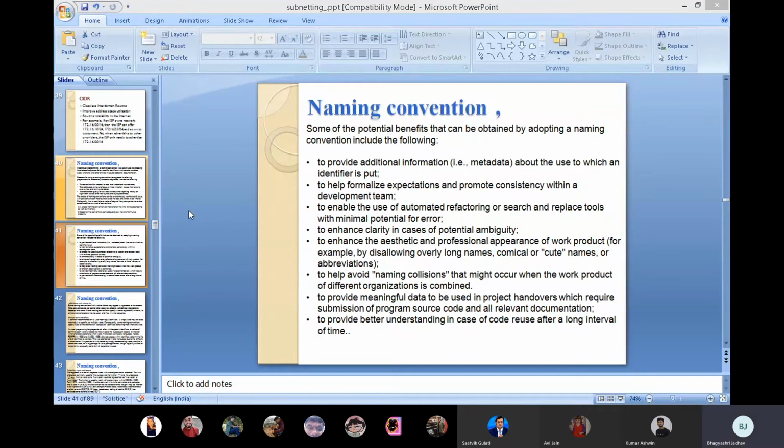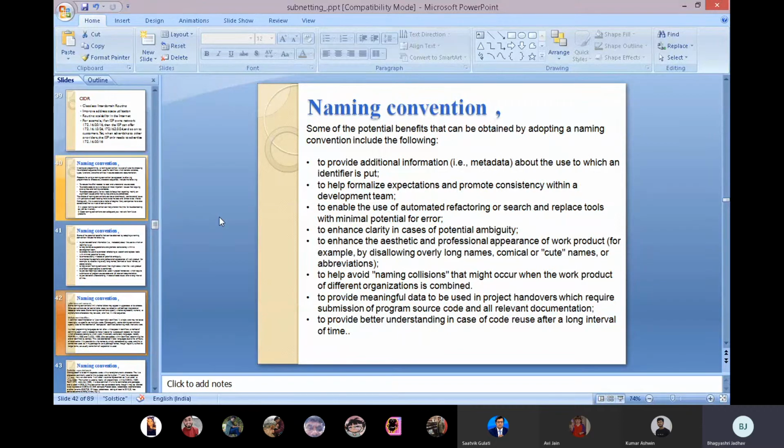It helps to avoid naming collisions that might occur when the work product of a different organization is combined. Then what it does is provide additional information about the use which the identifier is put to, or help formalize expectations and promote consistency within a development team. Now we will see a few rules for naming convention.